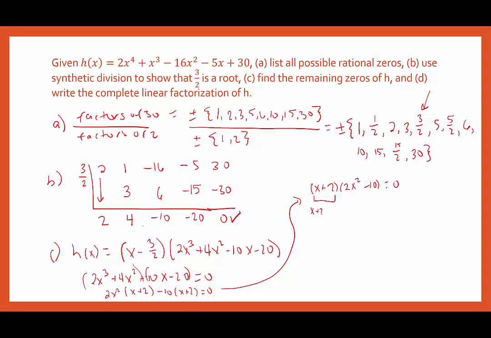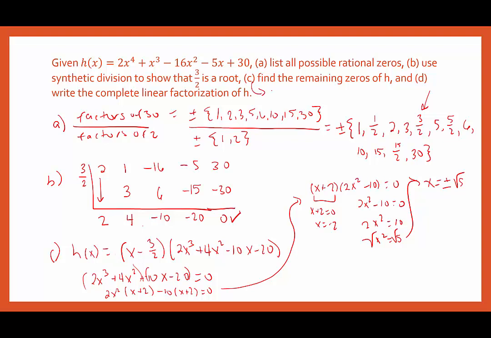We're going to set each factor equal to 0. If x plus 2 is equal to 0, that means that x equals negative 2. If 2x squared minus 10 equals 0, then 2x squared equals 10, and x squared equals 5. Take the square root of both sides, and we get x is equal to positive or negative square root of 5.